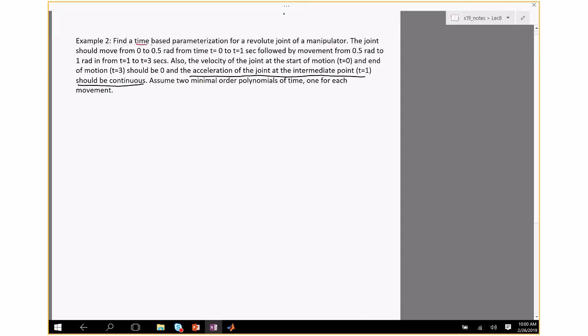Find a time-based parameterization for a revolute joint of a manipulator. The joint should move from 0 to 0.5 radians from t equals 0 to t equals 1, followed by movement from 0.5 rad to 1 rad from t equals 0 to t equals 3. Also, the velocity of the joint at the start of the motion and end of the motion should be 0. And he also told something about the acceleration of the joints at the intermediate part should be continuous.